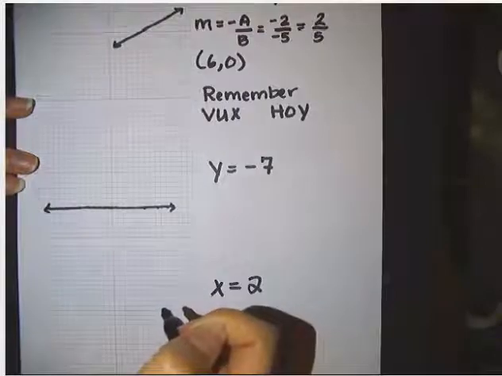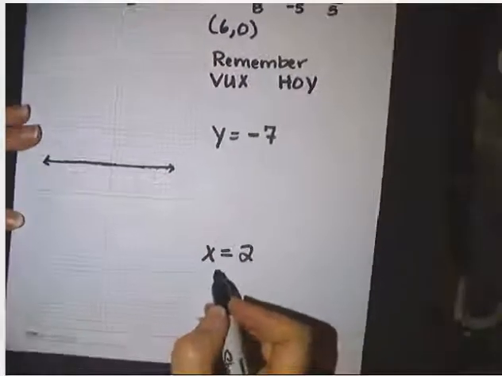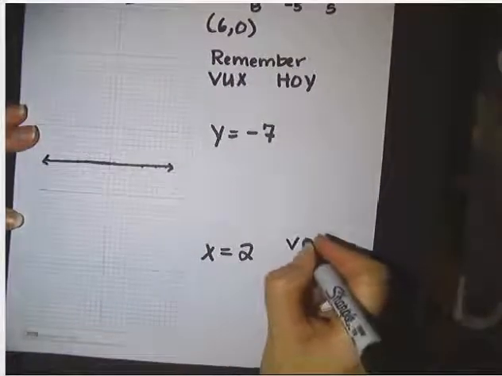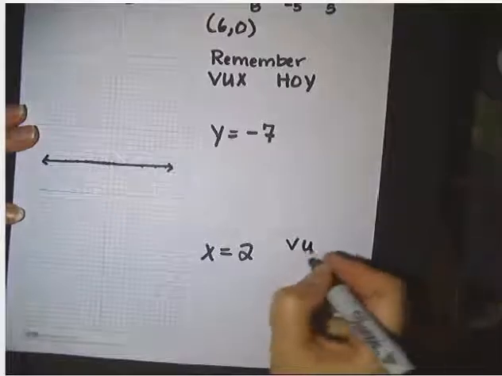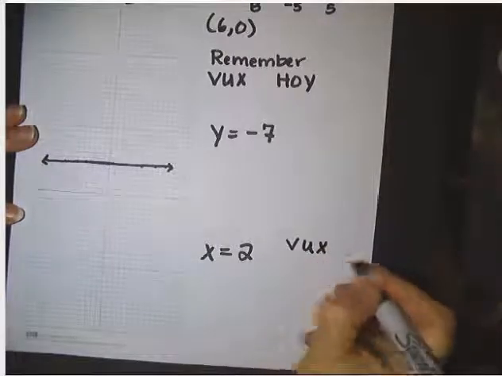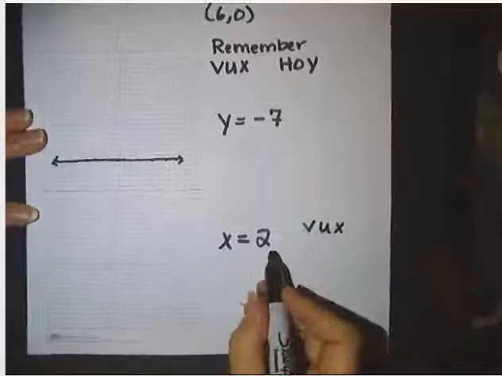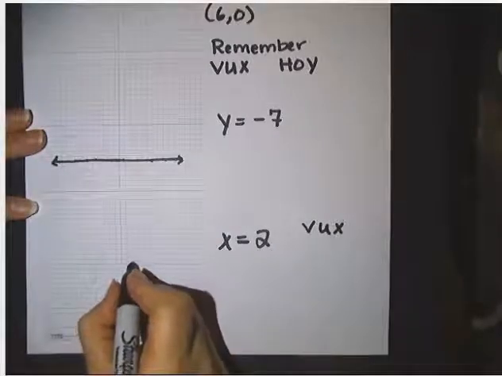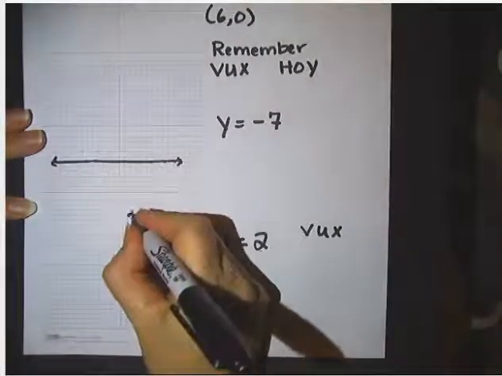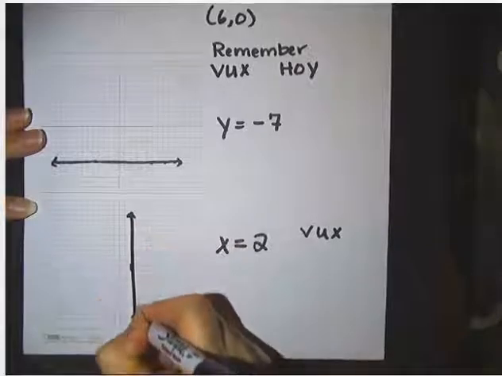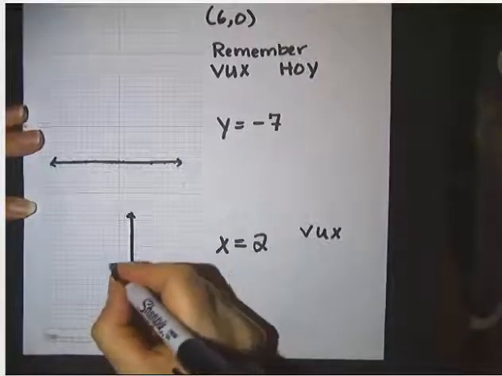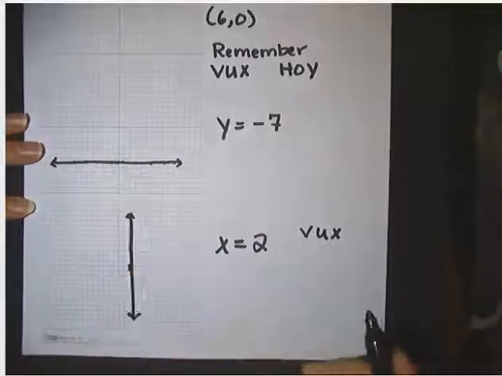So here we have a vertical line with an undefined slope, also known as no slope. And our equation is x equals a number. So it's going to be a vertical line. I go where x is 2, 1, 2. And I make sure it's a vertical line. Its x-intercept, notice, is at 2. It has no y-intercept because it's never going to cross the y-axis.